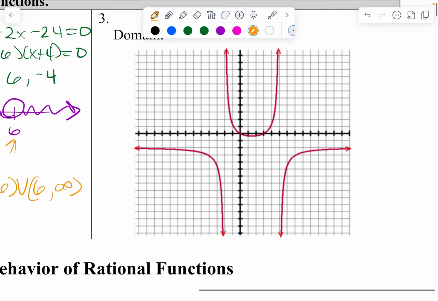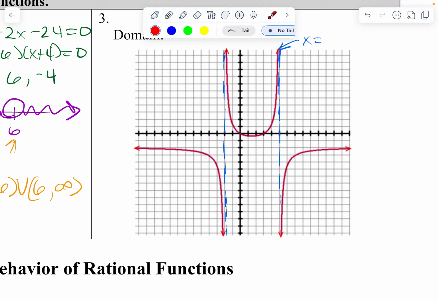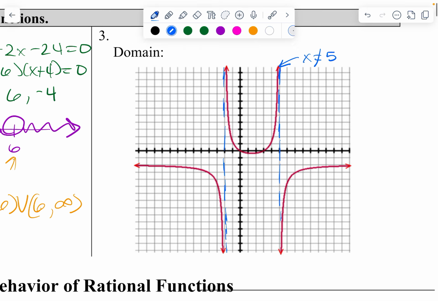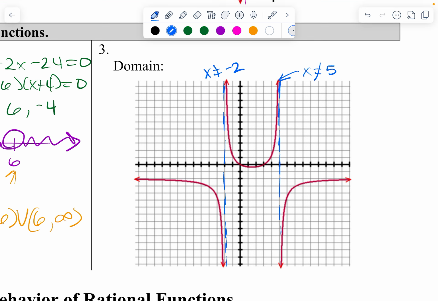How do we find the domain of a graph if I don't actually know what the full polynomial is? Well, I can see there are some definite indicators of where we can't have some value. Where we see vertical asymptotes, they're invisible, but you can draw them in, we have kind of a guide, a boundary where the function isn't crossing. Let's count: here's 1, 2, 3, 4, 5. So at x equals 5, we have an asymptote, so x cannot equal 5. And here at negative 2, x equals negative 2 also cannot work.